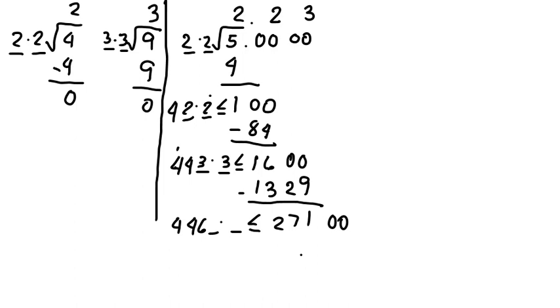27,100. Okay, and if you check with your calculator, the square root of 5 is approximately equal to 2.23. Okay, so that's it.